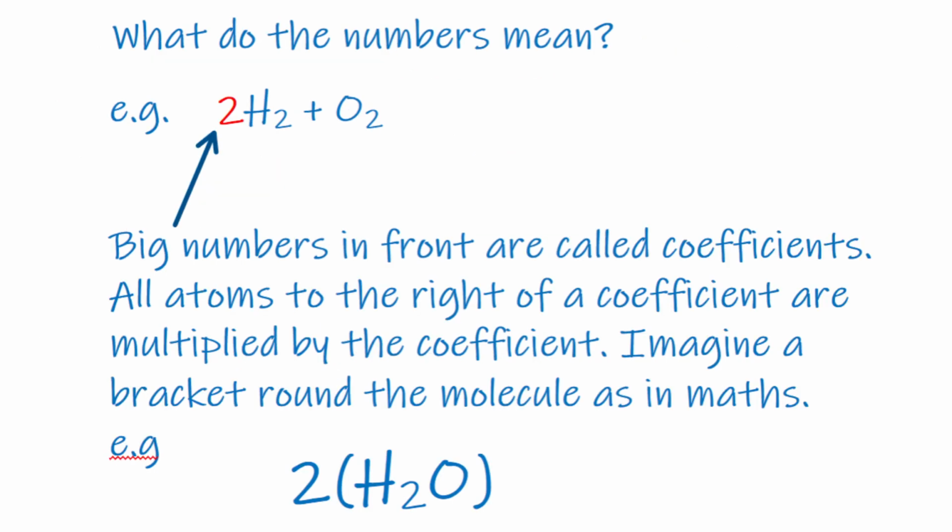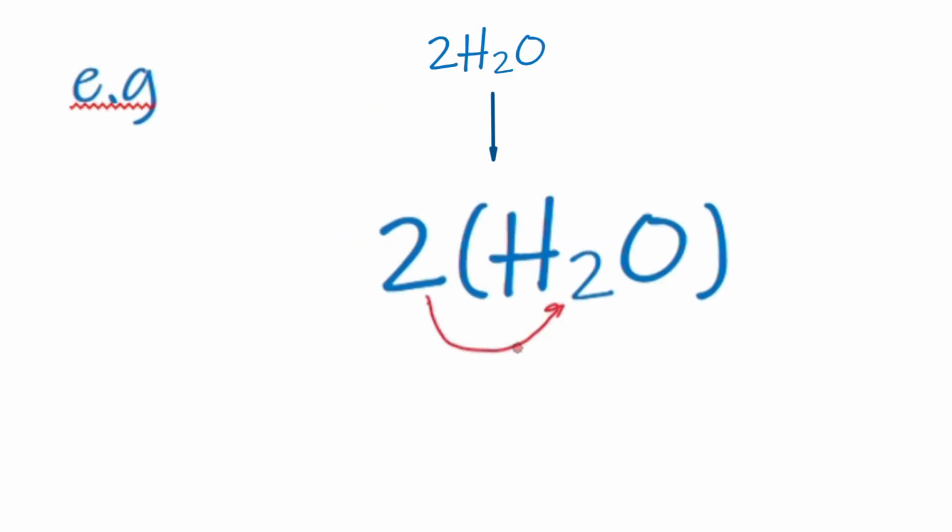And let's have a look at what the numbers mean. The big numbers in front of these elements, you can see the red 2. These big numbers in front are called coefficients, and all atoms to the right of a coefficient are multiplied by that coefficient. So imagine that there's a bracket round a molecule, like you would in maths.